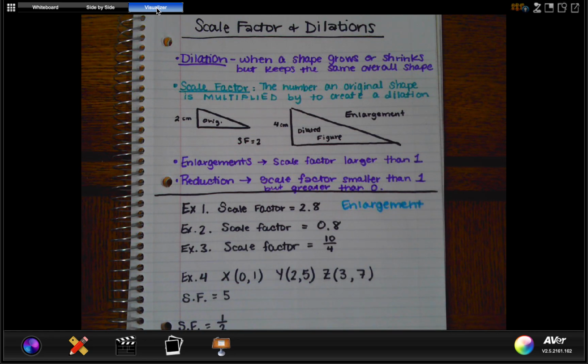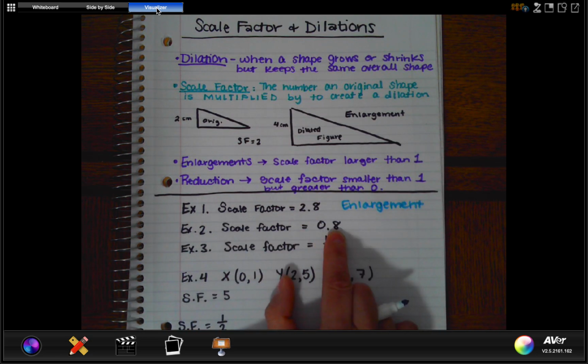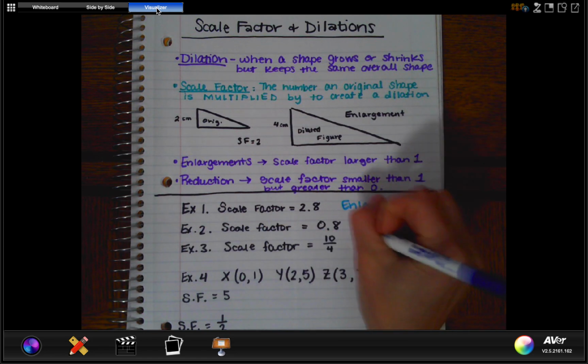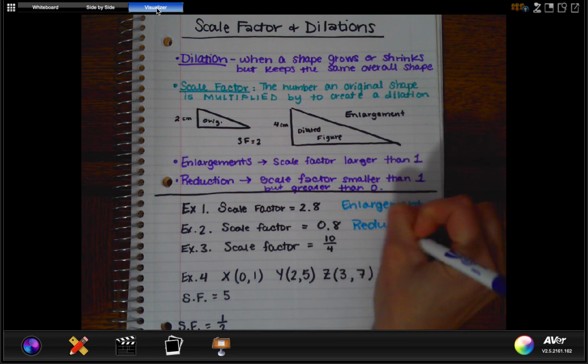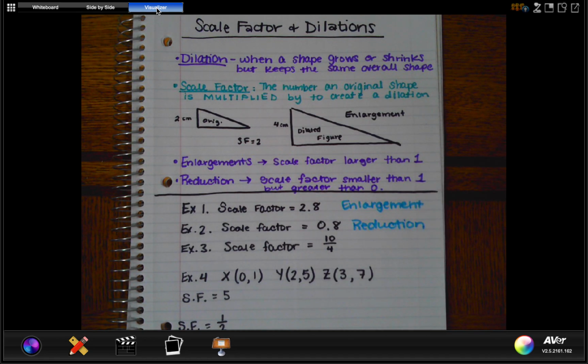Okay, and so just by giving the scale factor, you have an idea of what's going to happen to whatever shape you dilate. Okay, so this scale factor is 0.8. That scale factor is less than 1, but greater than 0 still. And so since it is less than 1, this is going to create a reduction. So if it were a triangle, it's going to reduce its size by 0.8 here. Okay, it's only going to be 80% of what it started.